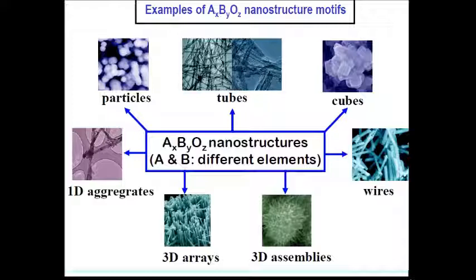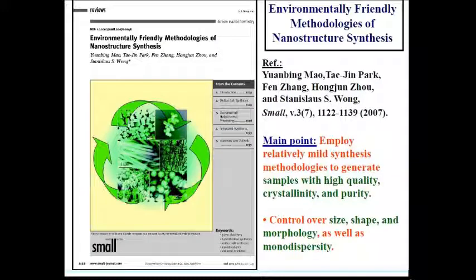So one of the strategies that we're trying to employ, and many other groups do the same thing, so we're not unique in this, is to use relatively mild synthesis strategies in order to generate samples with high quality crystallinity and purity, with control over size, shape, morphology, as well as monodispersity.